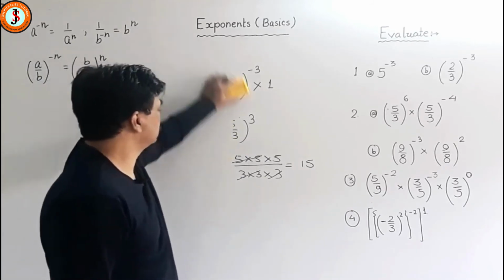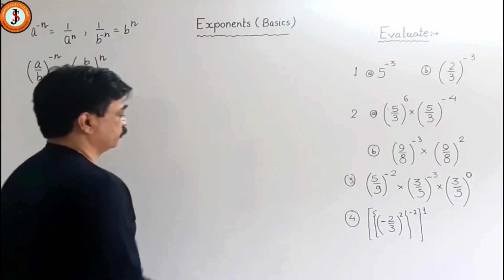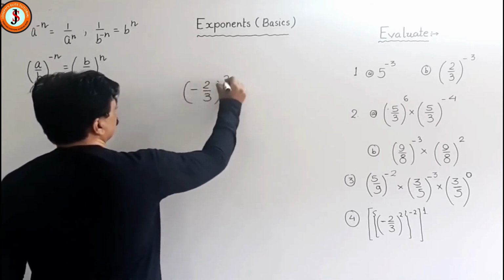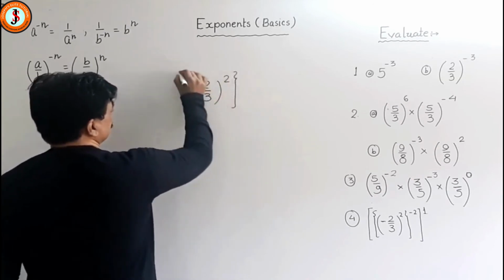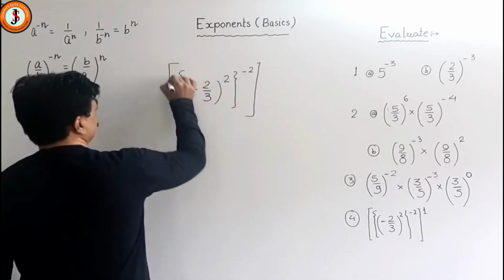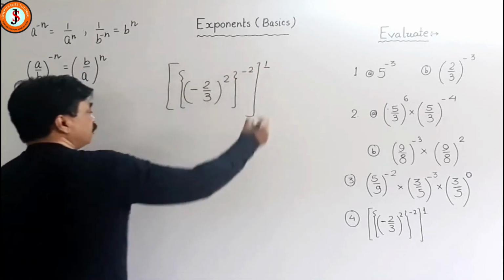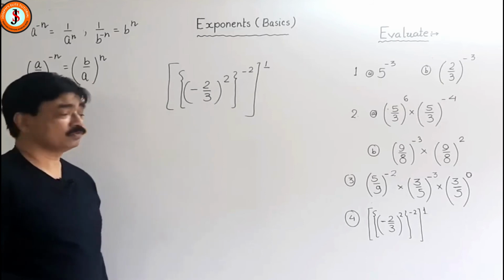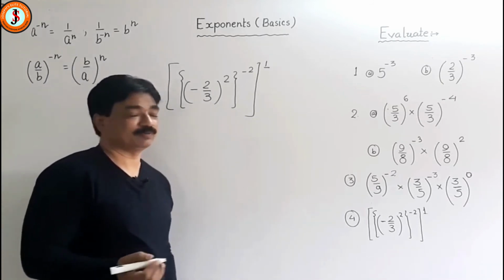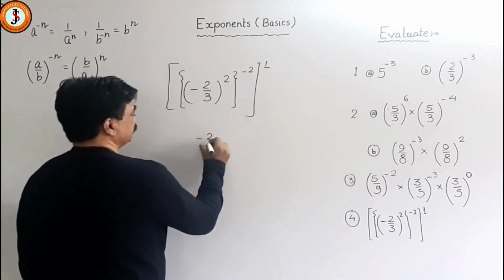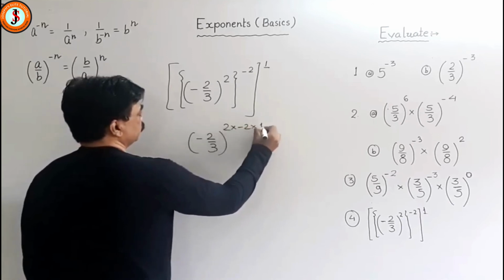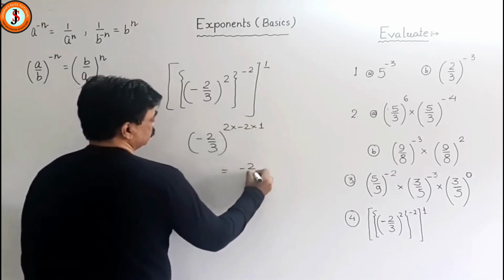Now next one is (minus 2 cube) whole square, minus 2 and then 1. Now see, this is power of power. So when there is power of power, then we multiply all the powers. So what it becomes? Minus 2 cube, 2 into minus 2 into what? So minus 2 cube.